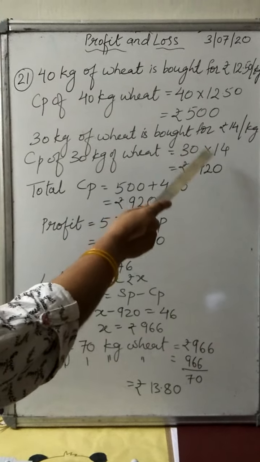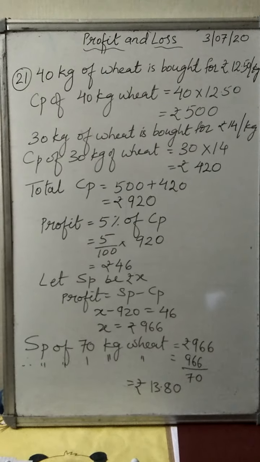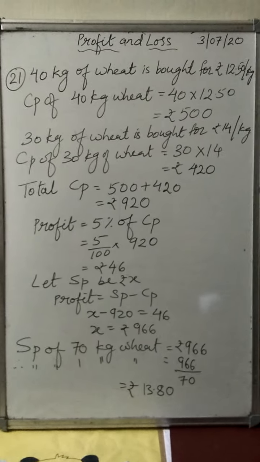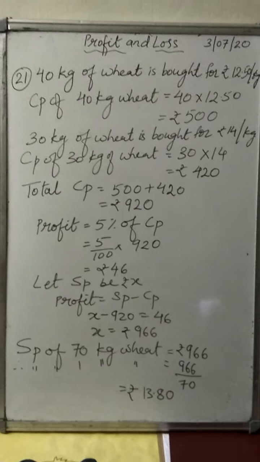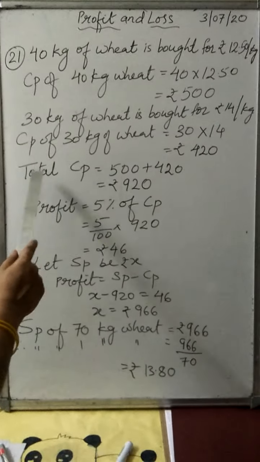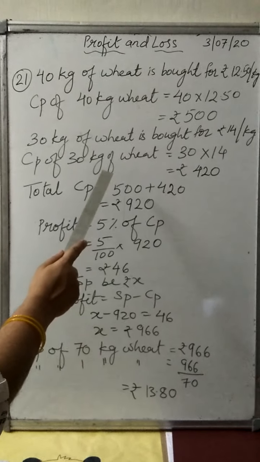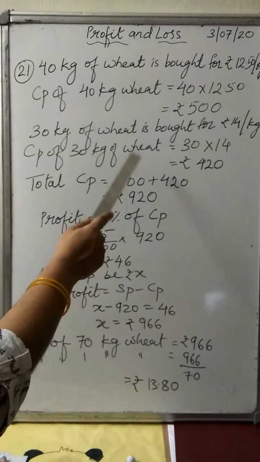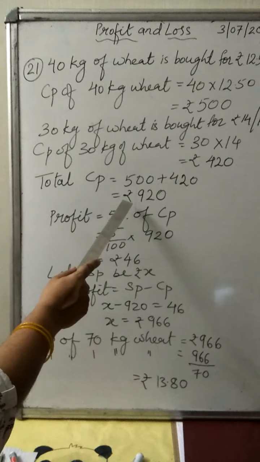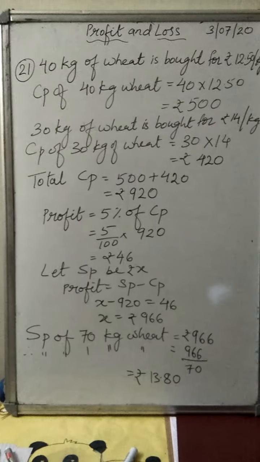So that is 30 into 14, so that is 420. Now we have to find a total SP. Therefore, before that we should calculate total CP also. So total CP means CP of wheat plus CP of wheat which is purchased at different rate. So after adding you will get total CP is equal to 920 rupees. This is the cost price.